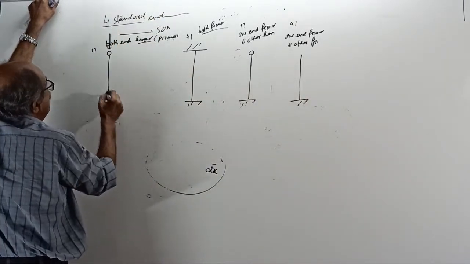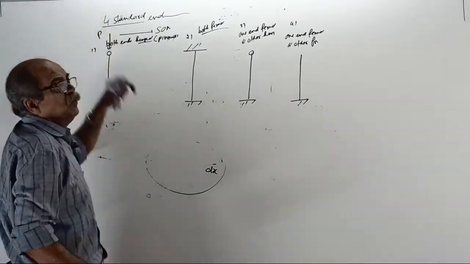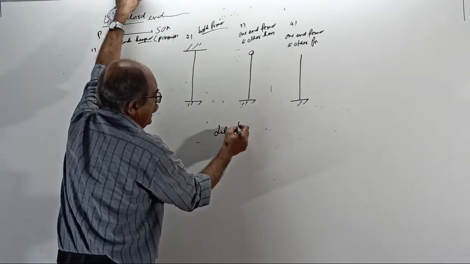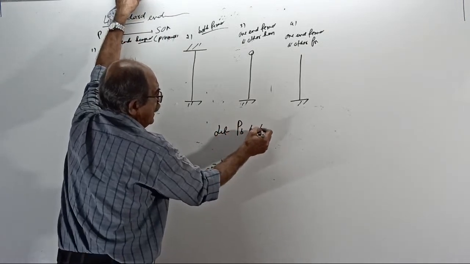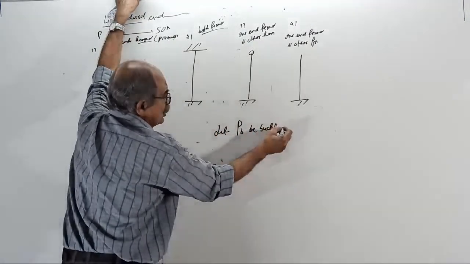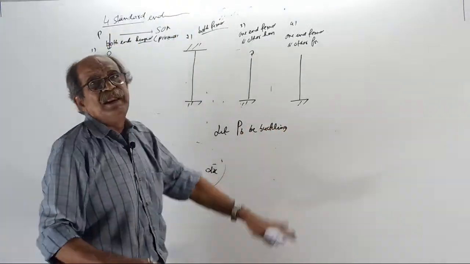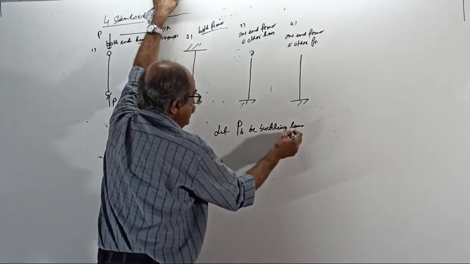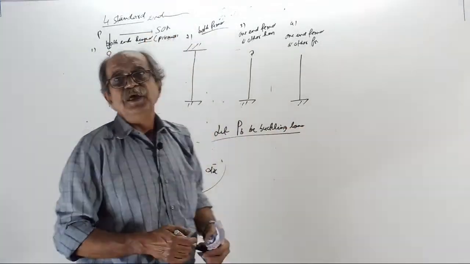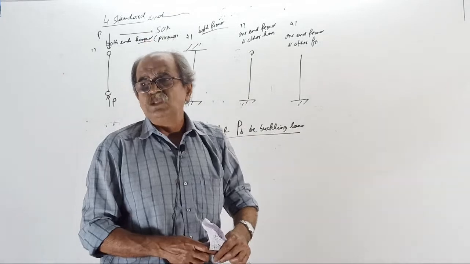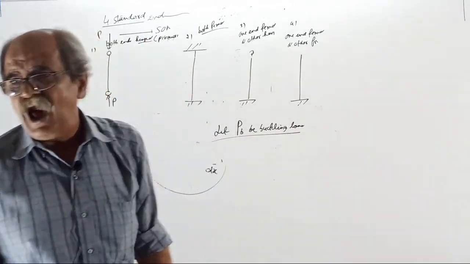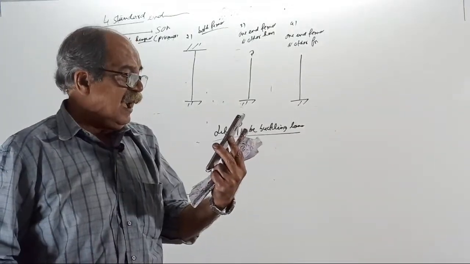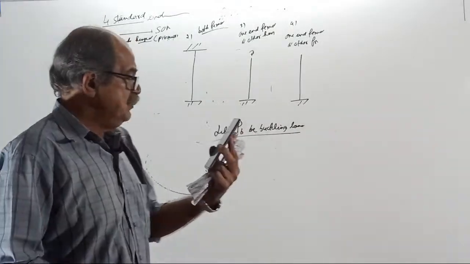Axial compression P. Now, let P be the buckling load. I am writing roughly because everything I am writing neatly now. See, P be buckling load. Now, immediately the definition. Buckling load is the load at which the column will what? Buckling load is the load at which the column will.